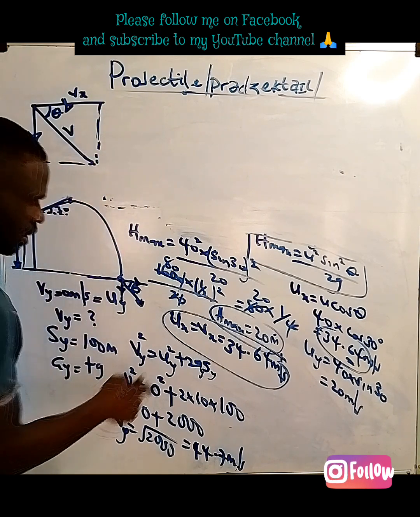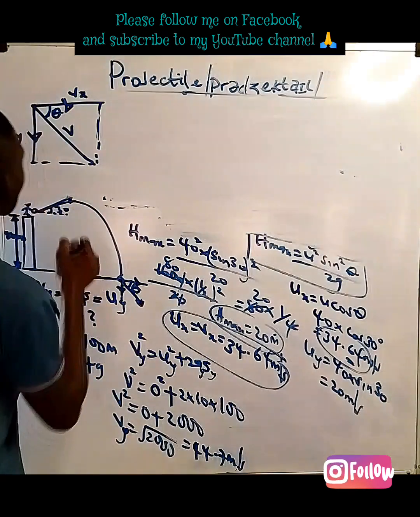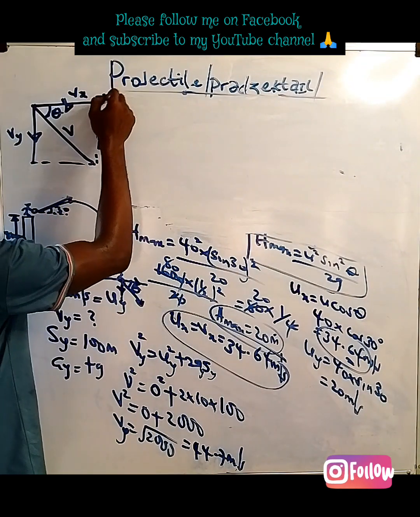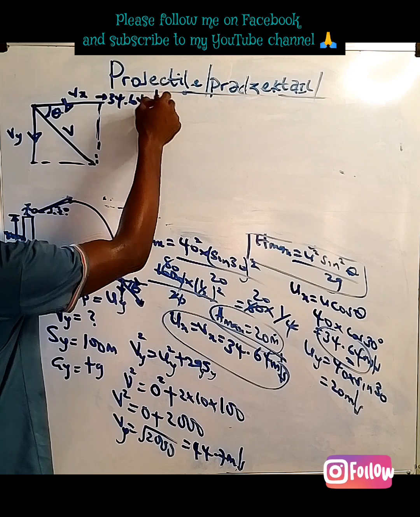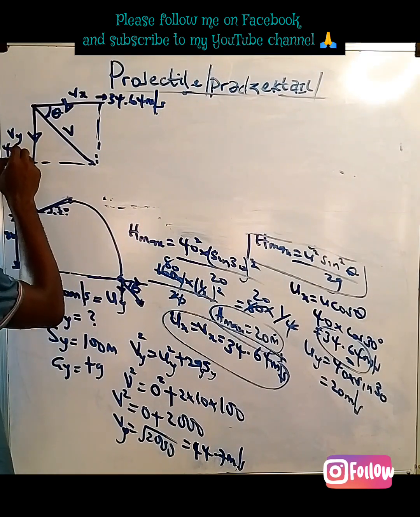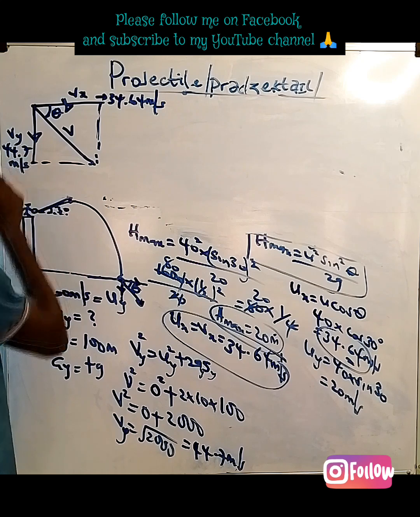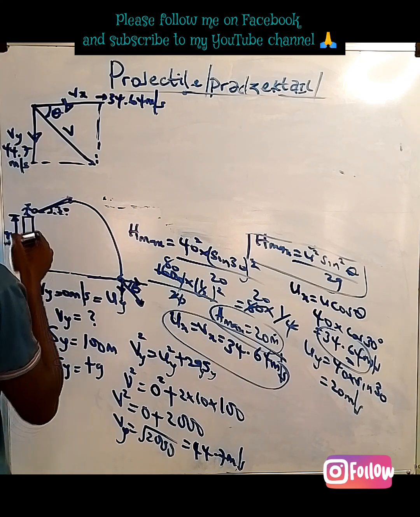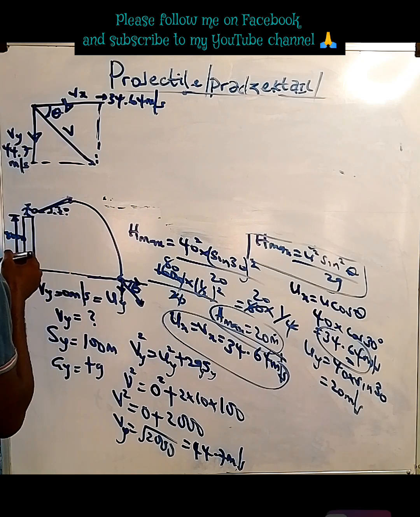So don't forget, what do we have already? Along the x-axis, you have 34.64 meters per second. Along the y-axis, we have 44.7 meters per second. So we have more impact along the y-axis. So what's going to be the landing velocity? You're going to use our Pythagoras theorem to get that.